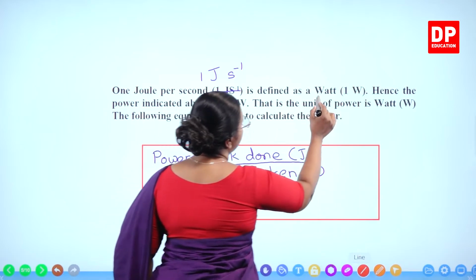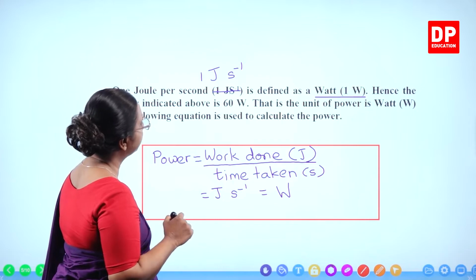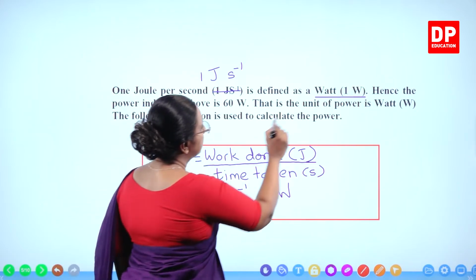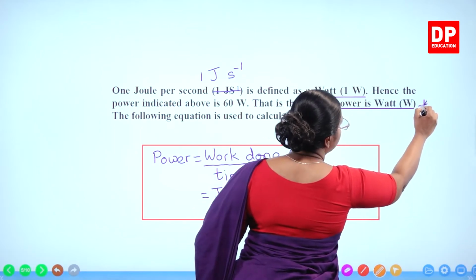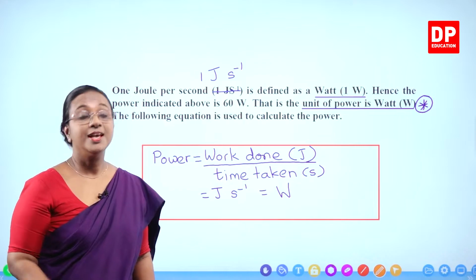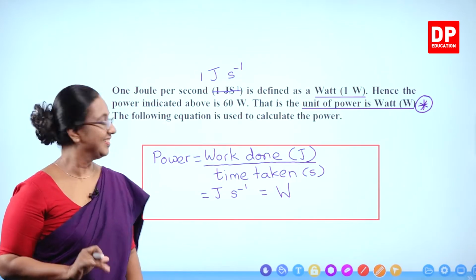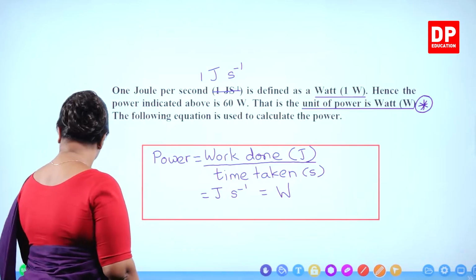Here it is defined as watt, and hence the power indicated above is 60 watts. That is, the unit of power is watts. That's what you have to remember there. The SI unit of power is watts. Is that clear to you all? Then I will move on to the next slide.